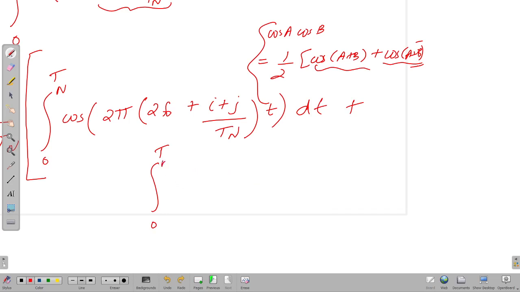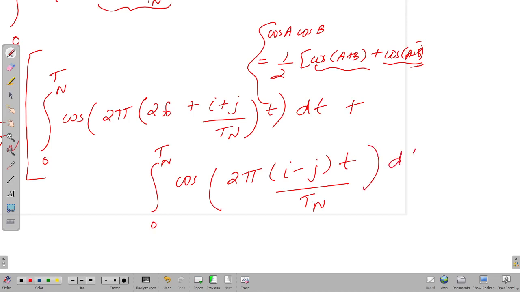Should be a cos of 2 pi into (i minus j) t divided by Tn into dt. Okay, the bracket is closing here.